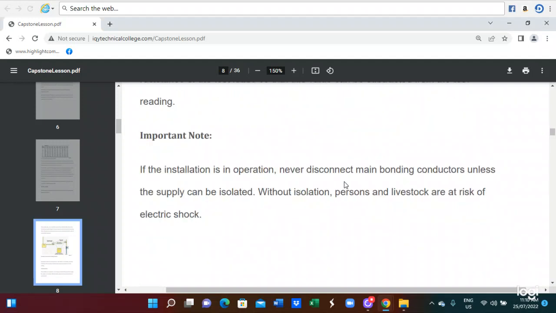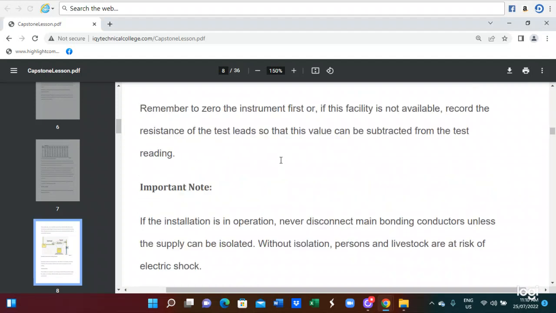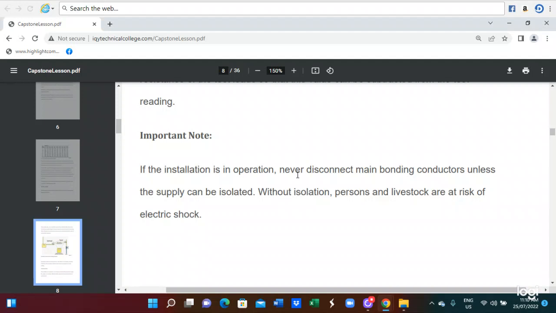So during the installation operation, in this case, never disconnect the main bonding conductor unless the supply can be isolated. Without isolating the supply, you never disconnect the main bonding conductor. Without isolation, personnel life is at risk from electric shock. So this is important. Before you do this or anything, you have to isolate the supply. And importantly, never disconnect the main bonding conductor, because it can cause electric leaks.